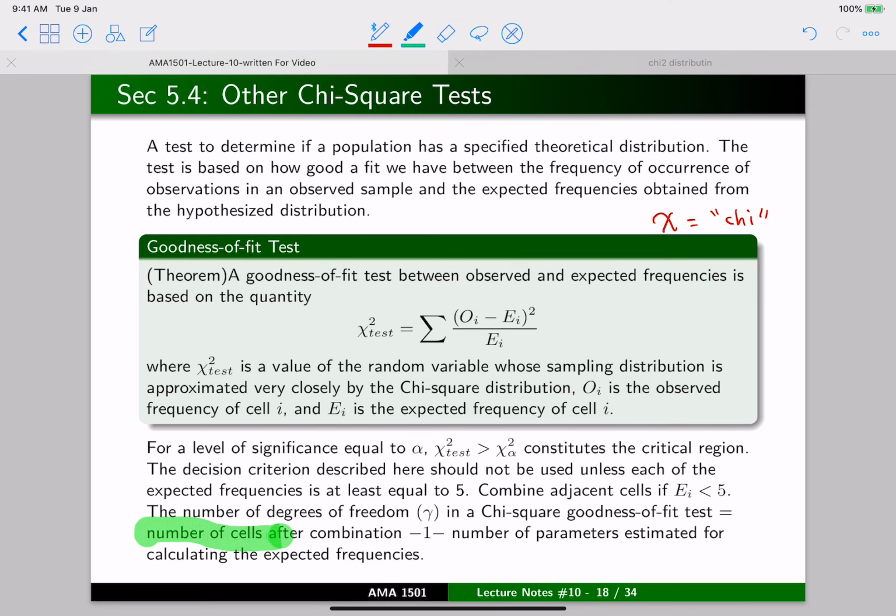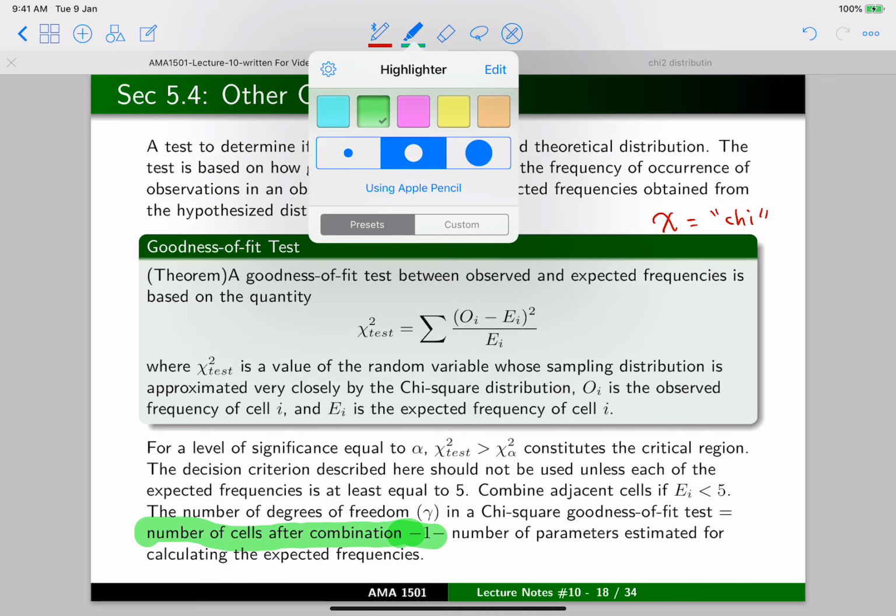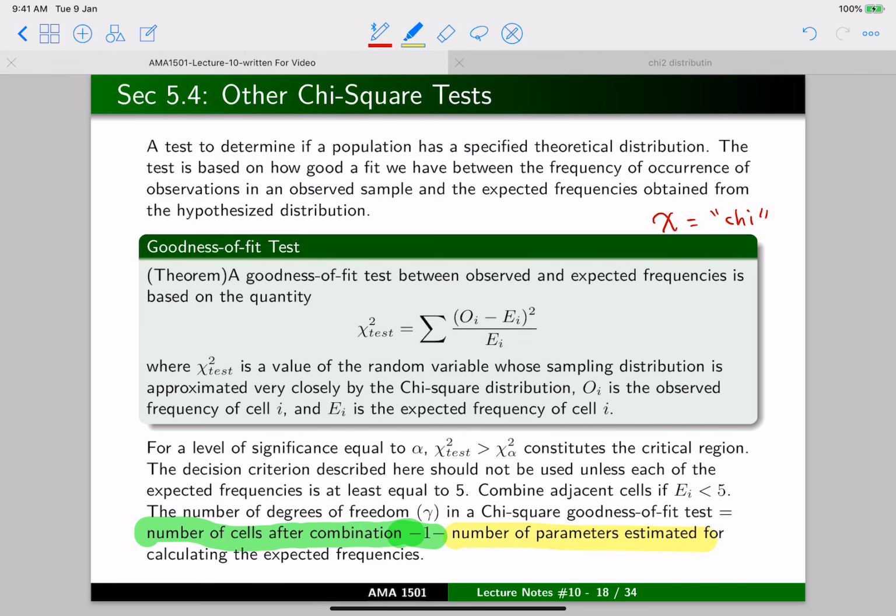The number of degrees of freedom for the chi-square test statistic is given by the number of cells after combination minus 1, minus the number of parameters estimated by calculating the expected frequencies. In our examples, we won't use the yellow part of this formula, just the green part. So the number of degrees of freedom, we just use this green part basically. Let's do an example.